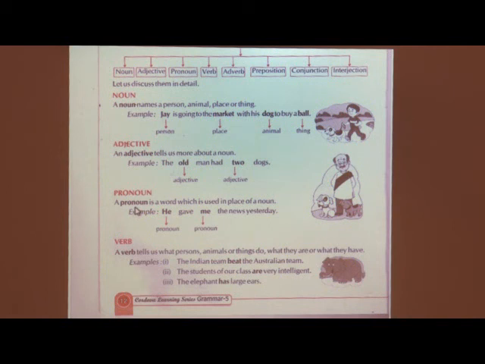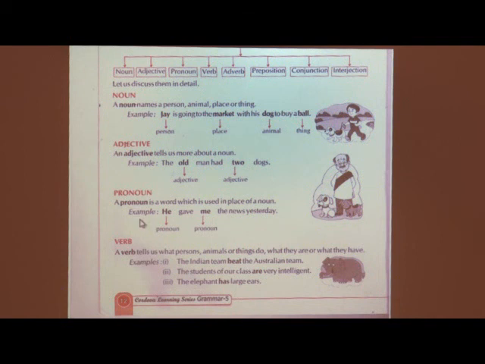The word I am going to use for Mary is "she", because she is a girl, and that word is called a pronoun. So, what is a pronoun? A pronoun is a word which is used in place of a noun. I am not going to repeatedly use the name of a person or animal or place or thing. The second time, I am going to use some other word, and those words are called pronouns.